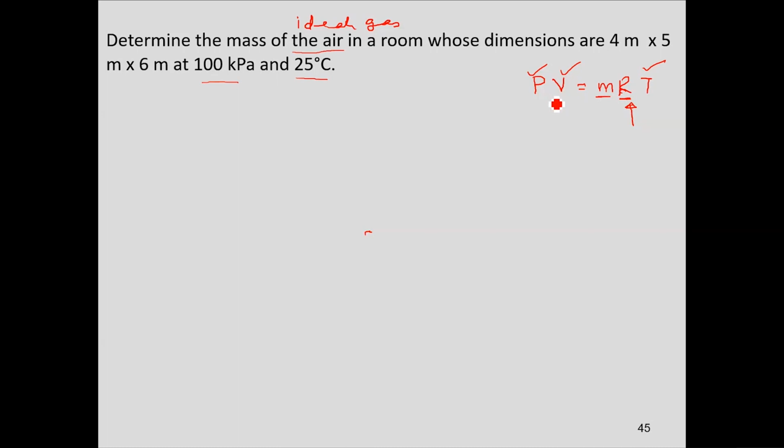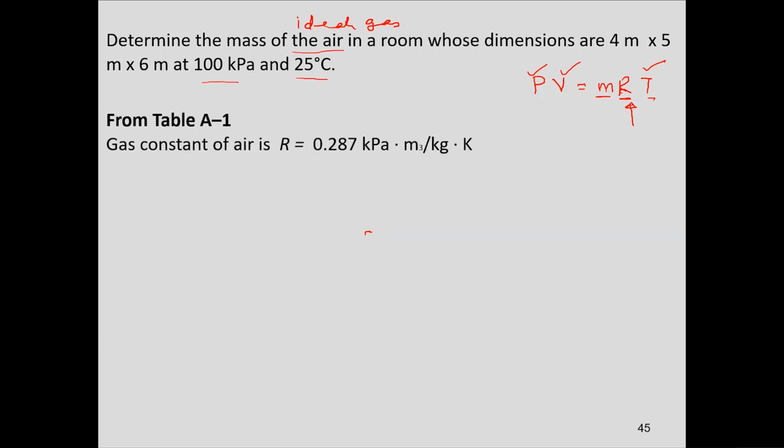Now, remember, in this relationship, you are talking about absolute values. Temperature should be the absolute temperature. So from table A1, you would go and find out the gas constant of air, which is R equals 0.287 kilopascal meter cube per kg per Kelvin. Why are you taking it in kg? Because you are taking the specific gas constant for air.